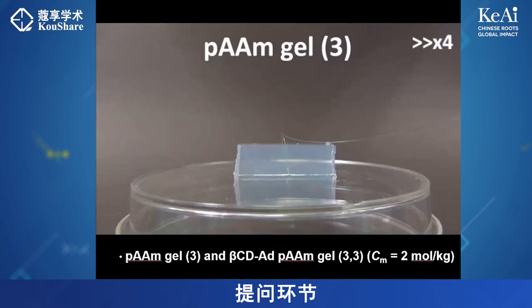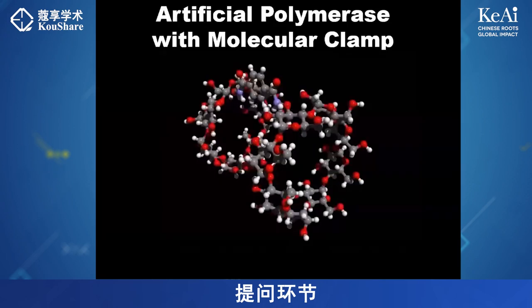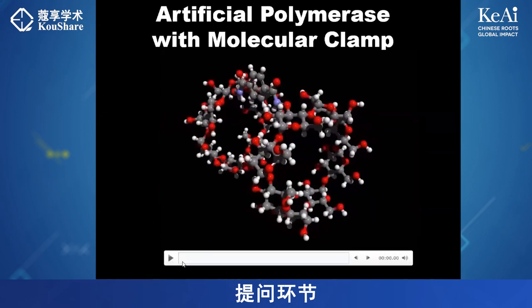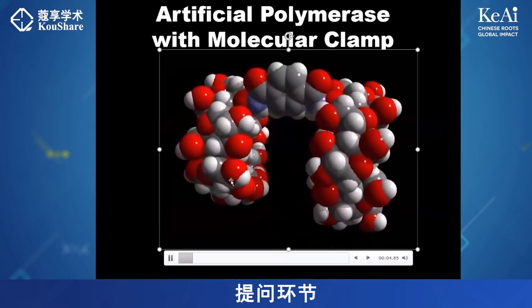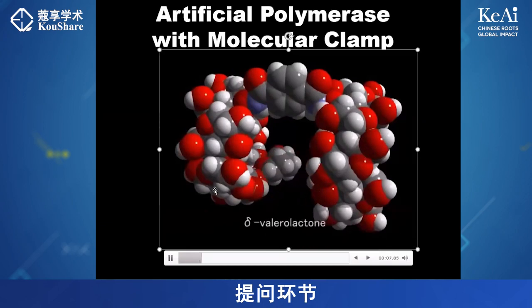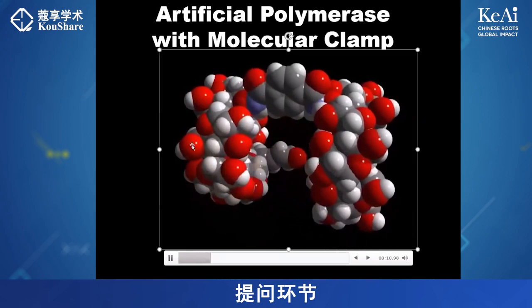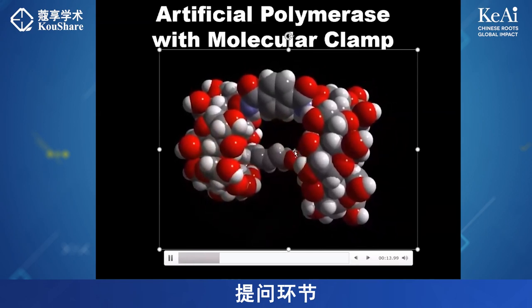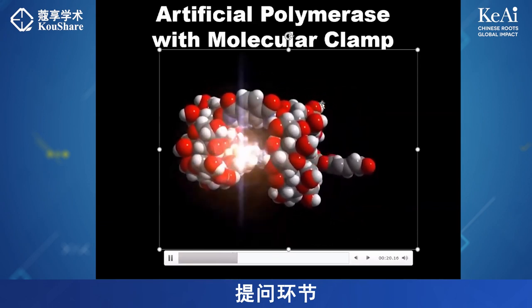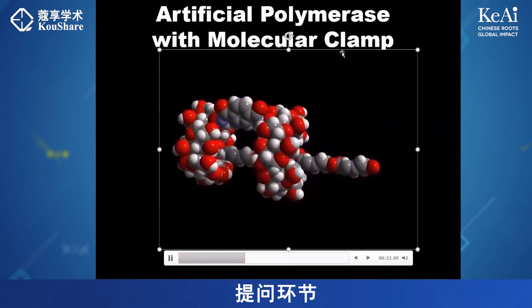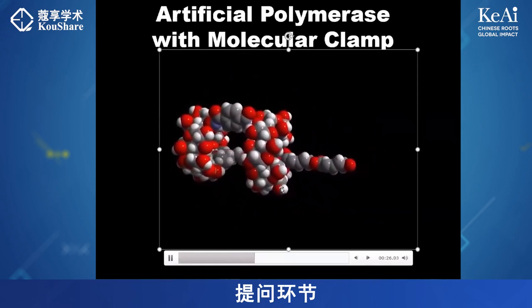I'd like to show you that animation. Here is the artificial polymerase with the molecular clamp. This is a beta cyclodextrin, this is a gamma cyclodextrin. One lactone is included, and cyclic esters are included, then they open the ring, and the growing chain and the monomer are inserted between the cyclodextrin and the growing chain. This part is the gamma cyclodextrin. We call it the molecular clamp, as the DNA polymerase has.